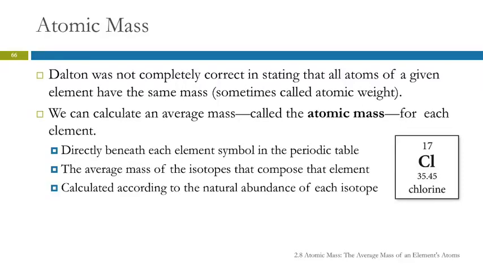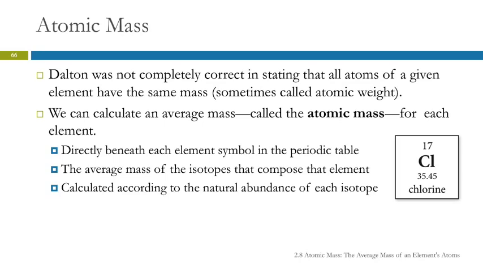So we talked about Dalton's atomic theory. One of the things in that atomic theory was that all atoms of a given element have the same mass, that they're identical. We now know that that's not actually quite true. We don't have to throw out the whole theory, though. So the masses of the different isotopes are slightly different.